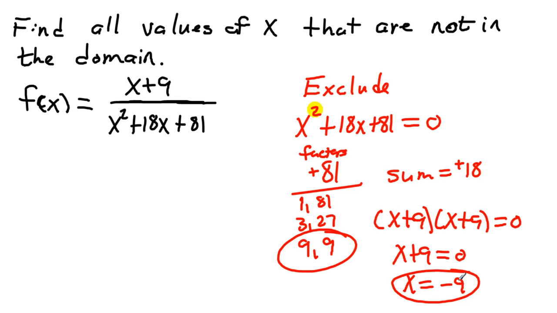Okay, and that one, the way it's worded, they're not going to ask you about interval notation for that part. They say find the values that are not in the domain. So it's just x equals negative 9.